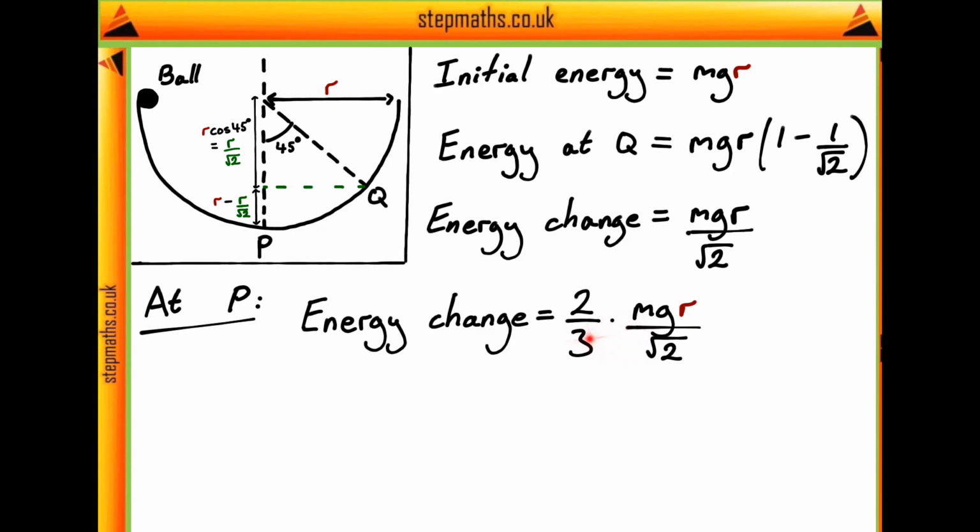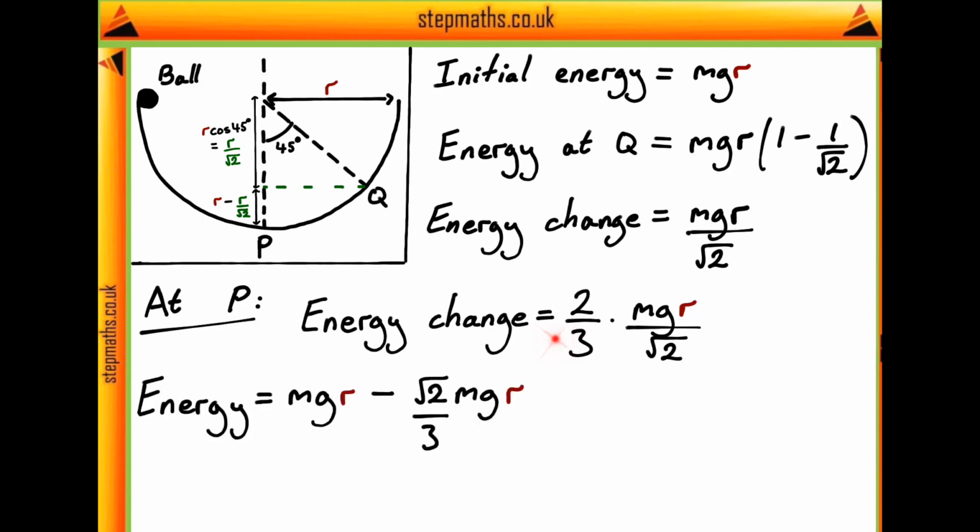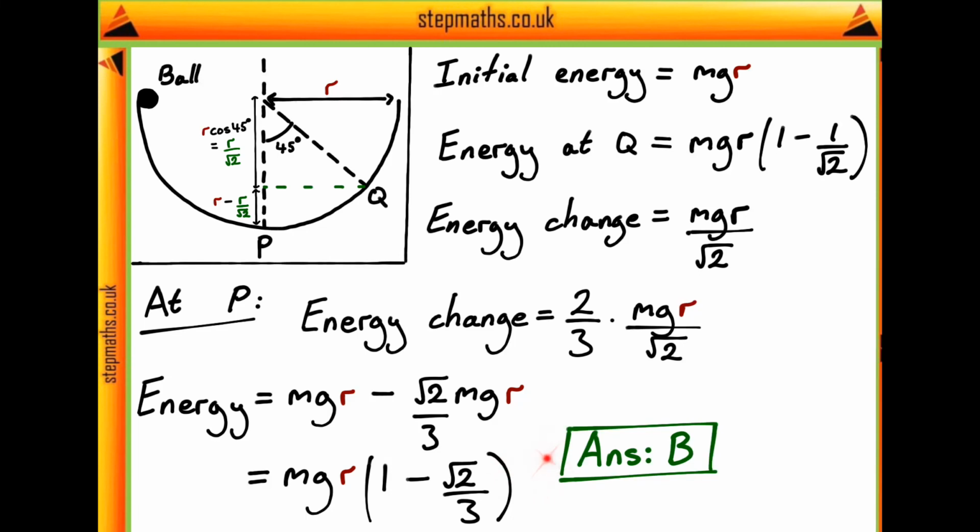So if we know that this is the energy lost at point P, then we know that the energy at the point is going to be the initial energy, take away this energy change, where all I've done here is just divide by r root 2 to get the energy change is root 2 over 3 mgr, and then simplifying this by just factorising out our mgr, we get that the energy at P is just mgr multiplied by 1 minus root 2 over 3. Since there's no potential energy at this point, then this total energy is just equal to the kinetic energy of our ball. So this answer corresponds to answer B, given in the question.